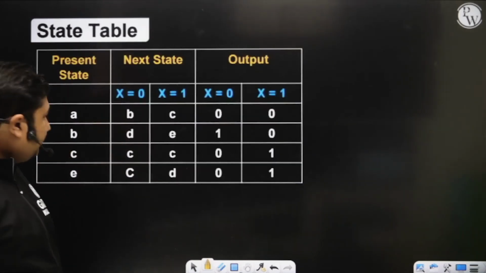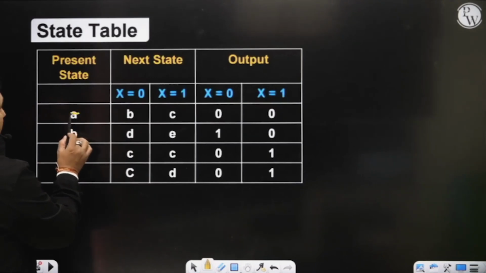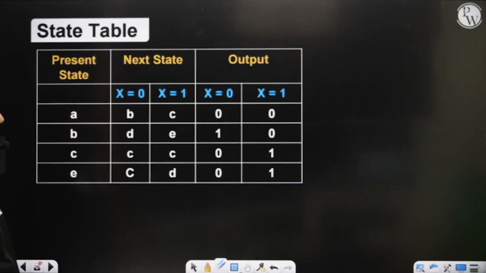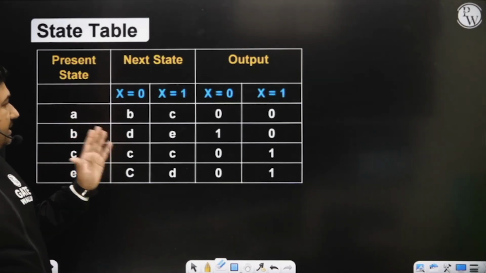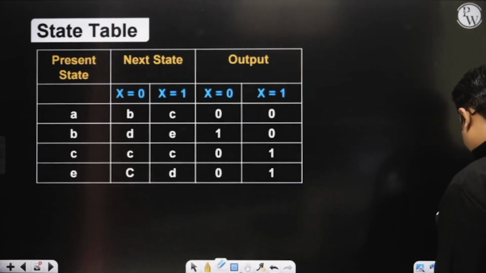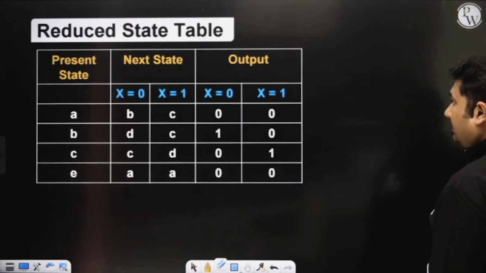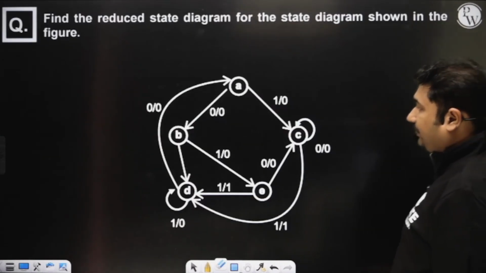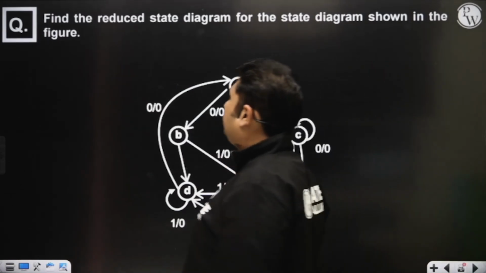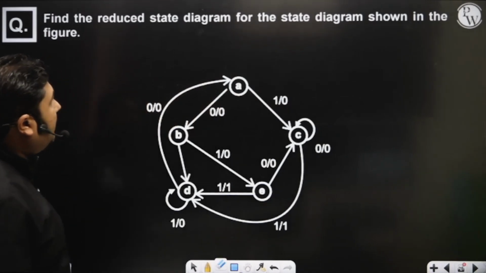Suppose we have a state table, state A, state B, state C, state D. Let me correct it. First this will come, then we need to draw the state table. Please observe. Find the reduced state diagram.